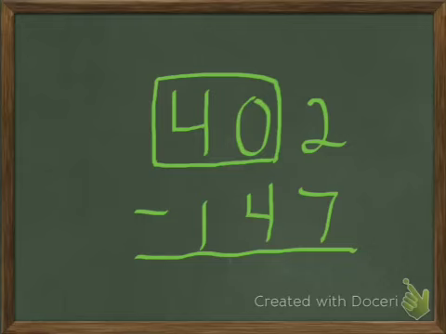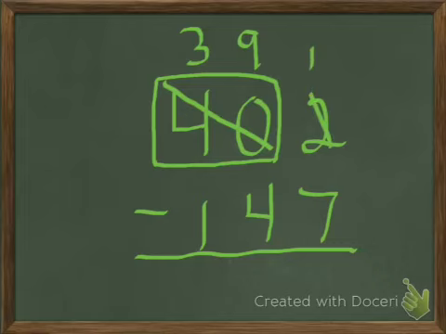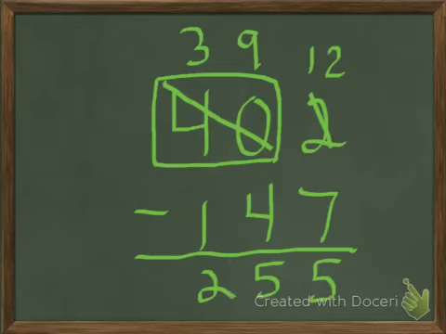Now you see that you have 40 tens. You only need one of those tens, so you're going to cross out the 40 and take one away, which would leave you with 39 tens. Bring that other 10 back over to the ones place. That 2 plus 10 makes 12. You're ready to subtract this problem. 12 minus 7 is 5. 9 minus 4 is 5. And 3 minus 1 is 2. Did you get 255 as your answer? I hope you did.